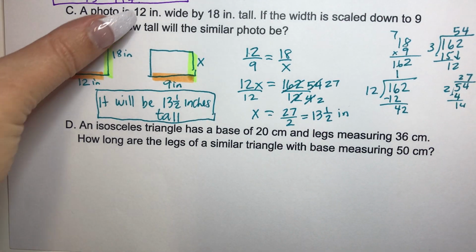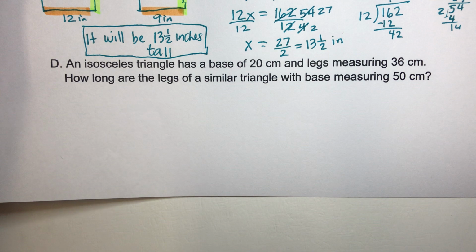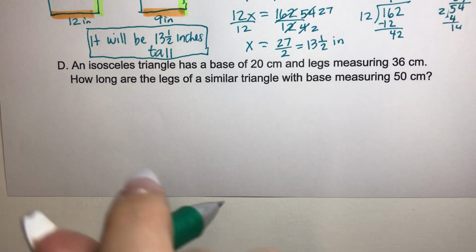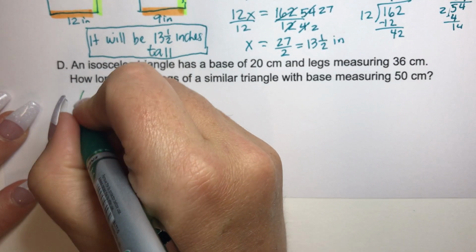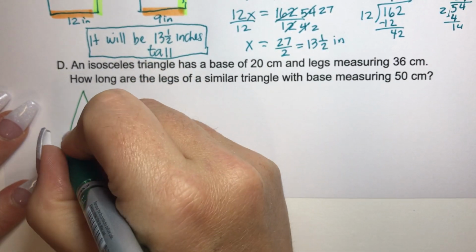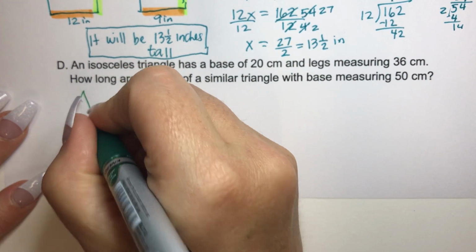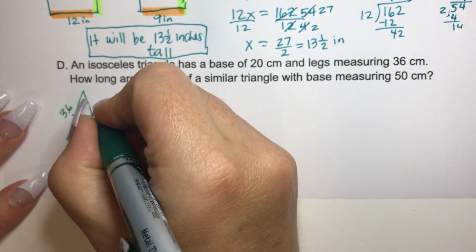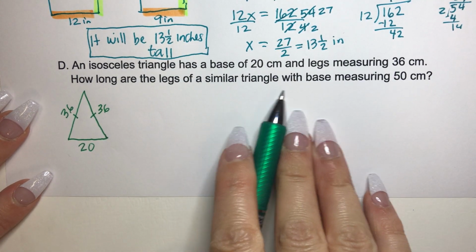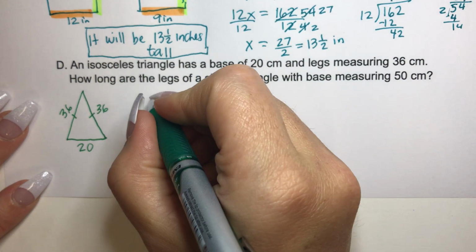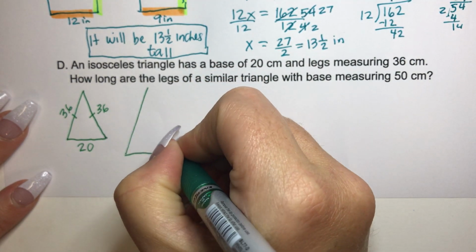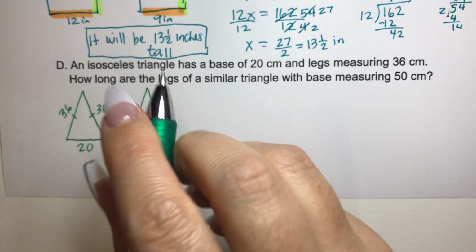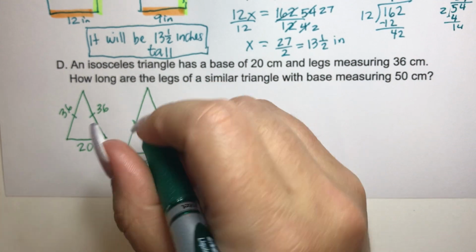Now D is talking about an isosceles triangle again. It says an isosceles triangle has a base of 20 centimeters and legs measuring 36 centimeters. So we have this is our isosceles. The base is 20, the legs are 36. It says, how long are the legs of a similar triangle with base measuring 50 centimeters? So this one is definitely bigger. And it says that the base is 50. So we're trying to figure out what this side length is.